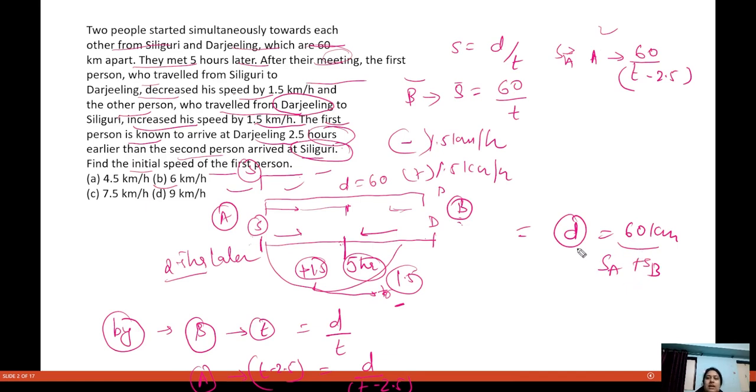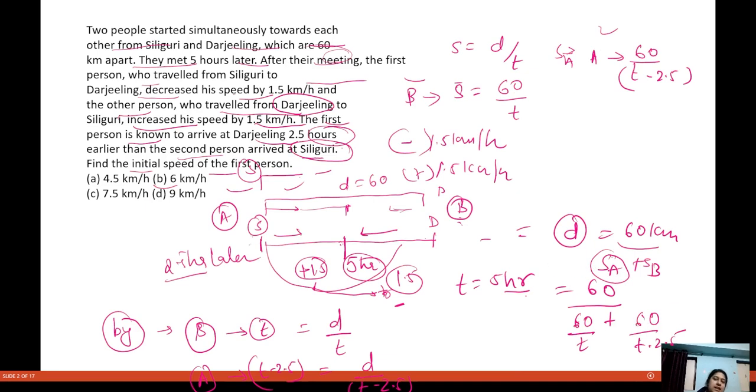Now you know that this time taken is equal to 5 hours. So you have 60 and you have this SA. What is SA here? SA is equal to 60 divided by T, and SB here is equal to 60 divided by T minus 2.5. Okay, T minus 2.5.